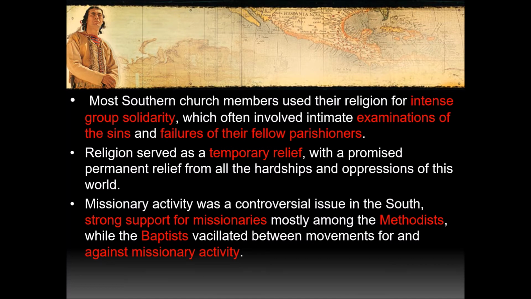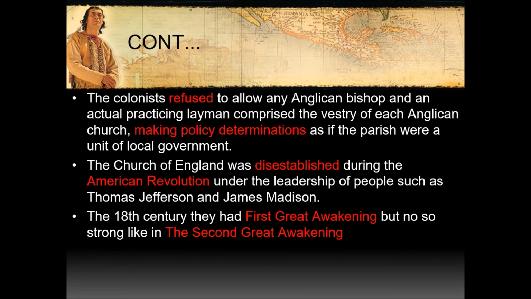So there were two camps in southern religion, Methodist and Baptist. Baptists were closer to the real English church teaching than Methodists. Methodists loved to have missionaries engage the people. The colonies refused to allow any Anglican bishop, and actual practicing laymen comprised each Anglican church, so they made policy determinations as if the parish were a unit of local government.